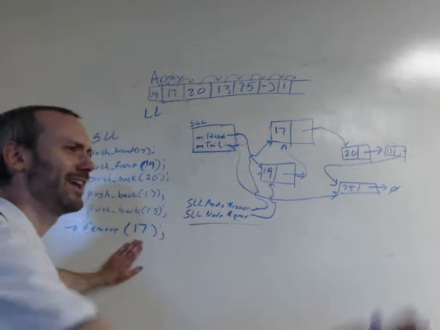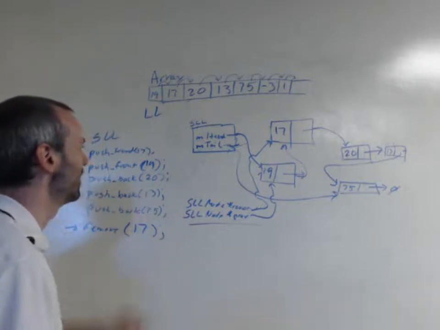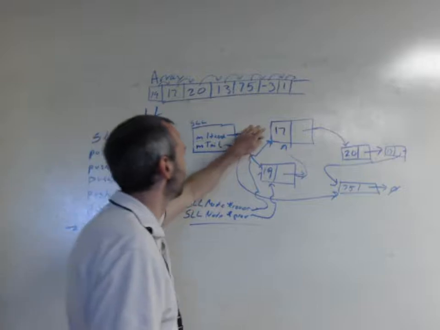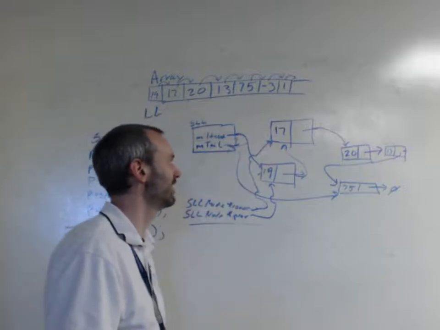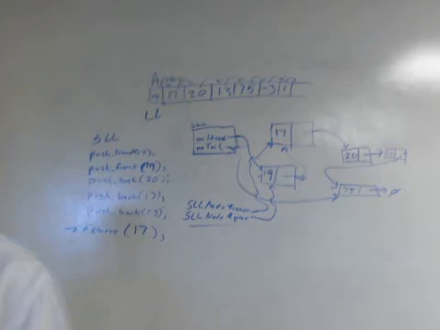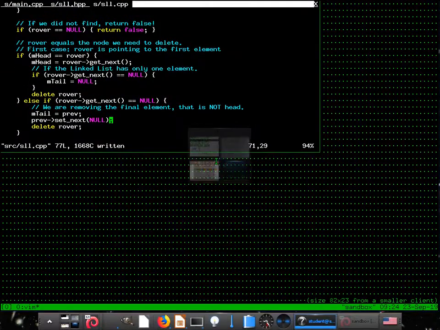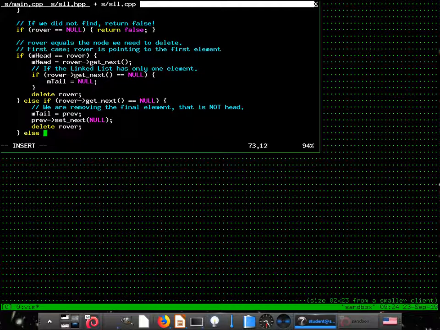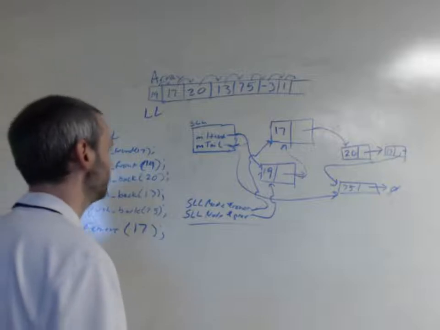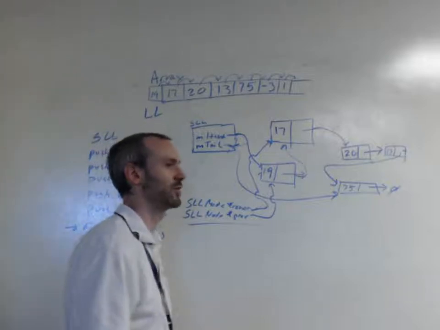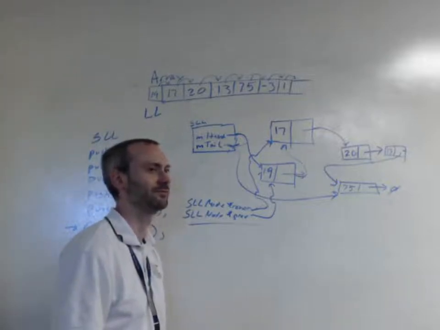Where are we? Oh yeah, removing 17. All right, so rover's pointing to 17. Prev is pointing to the 19. We want to remove 17. Let me go ahead and set up that statement, and we're just going to assume that that is the final else. What do we need to do? What's probably the first thing we need to do?